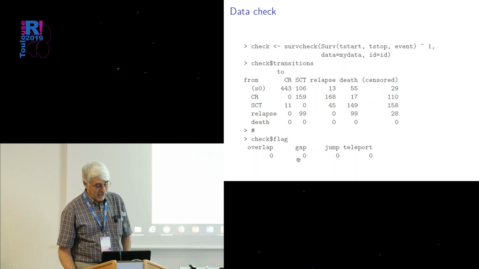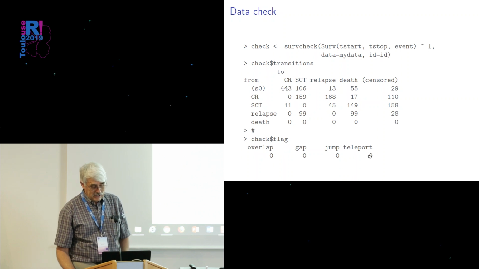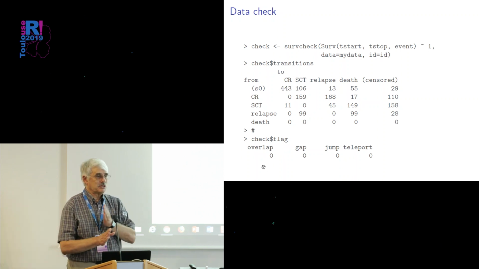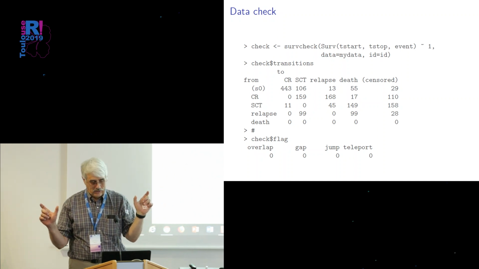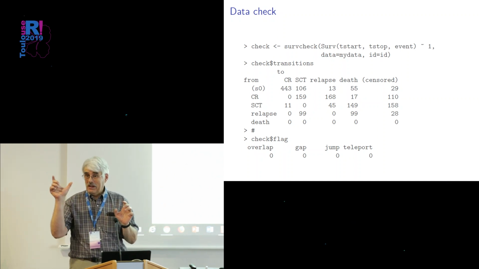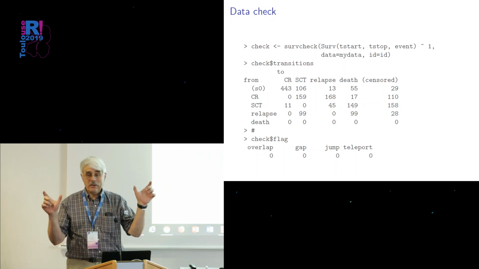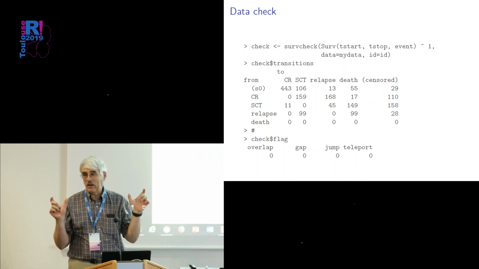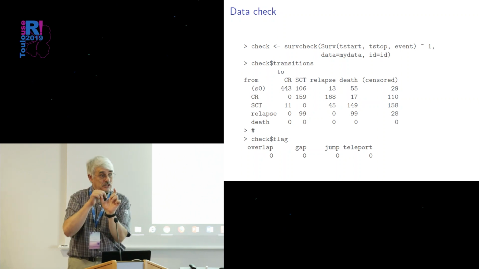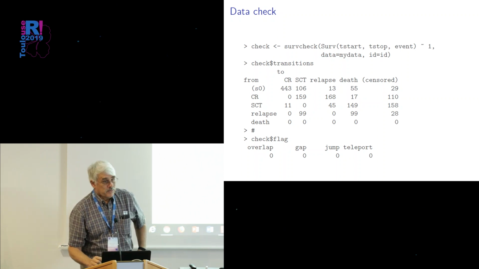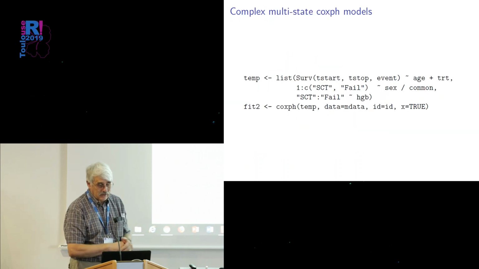And there's a flag that tells me whether there are any of these things I really don't like. Overlap, that's when someone's in two places at once. A gap, that's when someone has a hole in their follow-up. A jump, that's when someone has a hole in their follow-up, and when they came back, they were in a different state. Well, how'd they get there? And a teleport is when they don't have a hole, and they still manage to get in a different state in zero time.